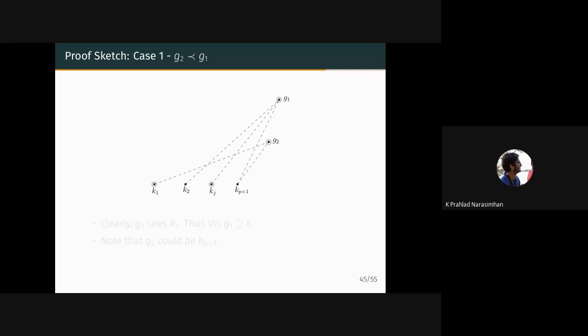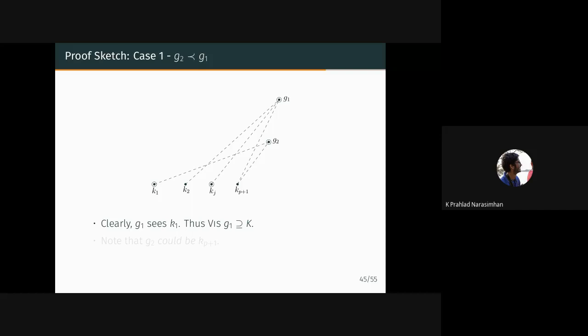Okay, so if there was no question, let me just proceed. So if we take the case that G2 precedes G1, then the image will look like this, where Kj is some arbitrary point in K dash, right? So now my claim is that G1 sees K1, right? Why is this true?